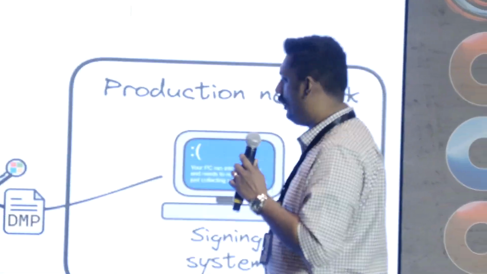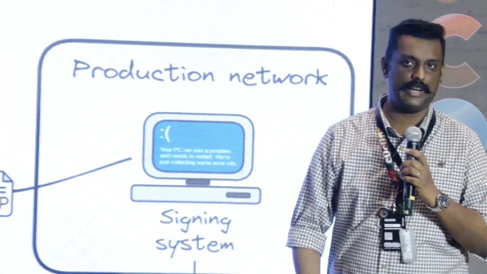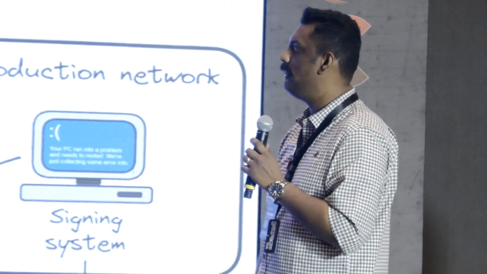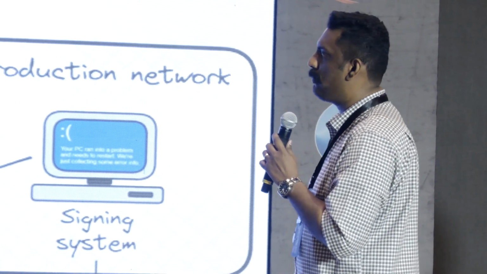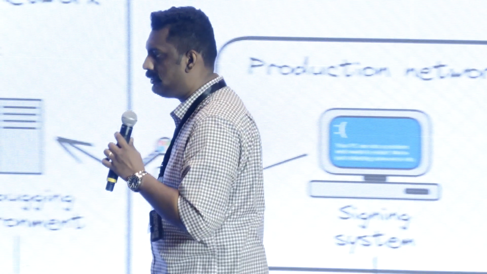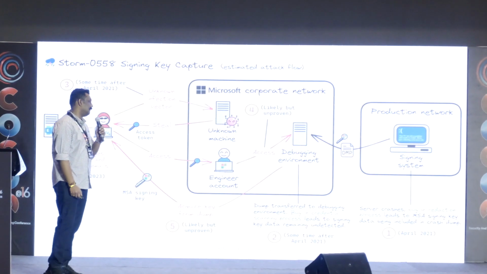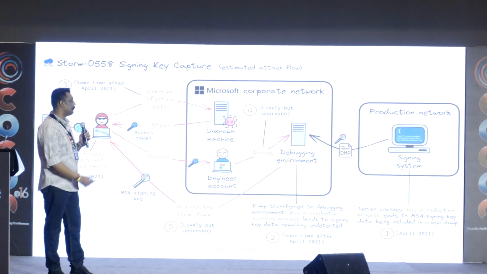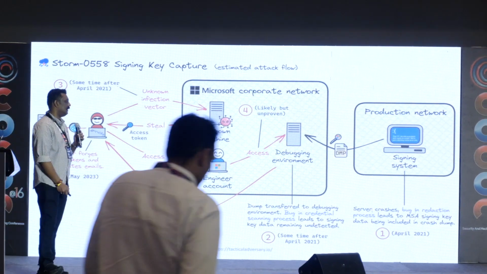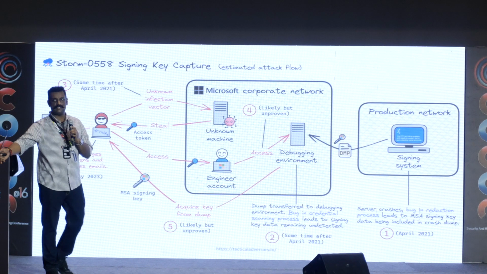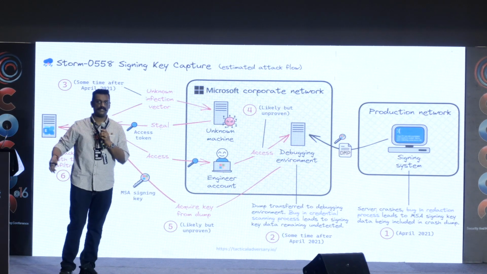So basically, the diagram, I did not create this. Someone from the research community did that. This is basically what happened with Microsoft. I will start from the left end. There was an MSA signing key. The MSA signing key is basically assigned to a certain customer. Let's say Microsoft has different sets of customers.